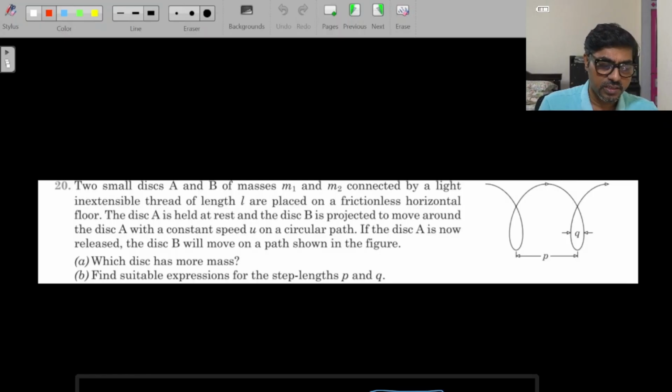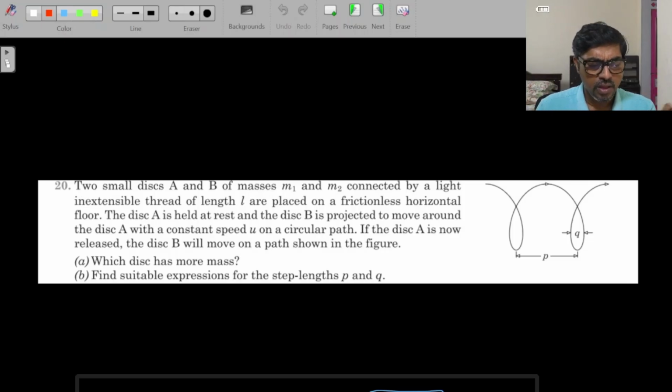Two small discs A and B of masses M1 and M2 connected by a light inextensible thread of length L are placed on a frictionless horizontal floor. So they don't show anything over here. The diagram is completely different from that, but we'll get to that. There are two discs connected by a string and a horizontal plane that is frictionless.